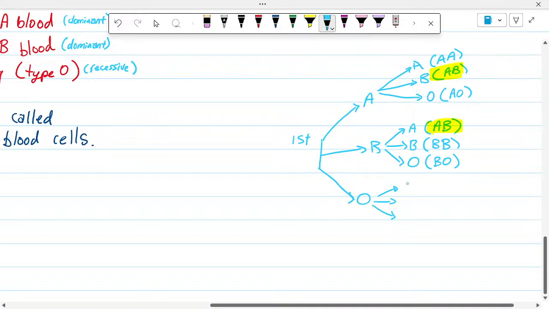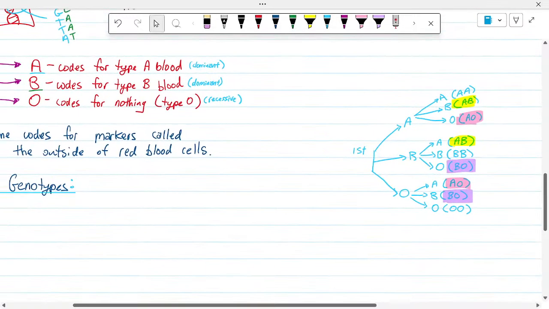Okay, and then what's the option here? You could get O, and then you could get A, in which case you would have AO. Hey-oh, there's another duplicate, right? And you could have O and then you could have B, in which case you'd be BO again. There's another duplicate. Another highlighter. Oh, I haven't used that one yet. And finally, you could have O and then get O again, in which case you would be OO. Oh, there we go. That was good.